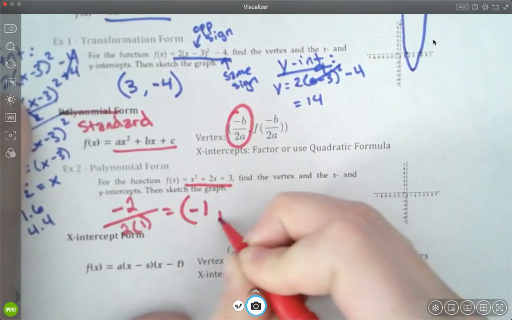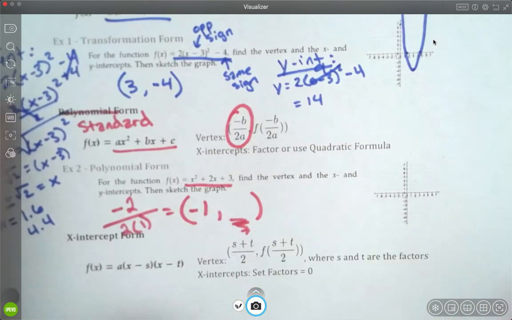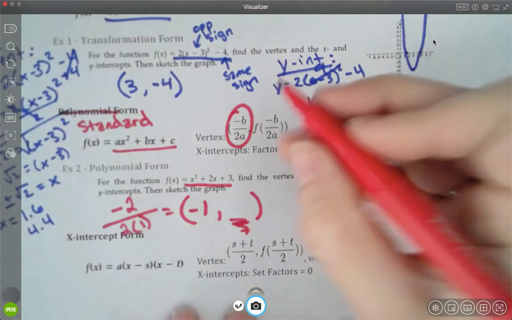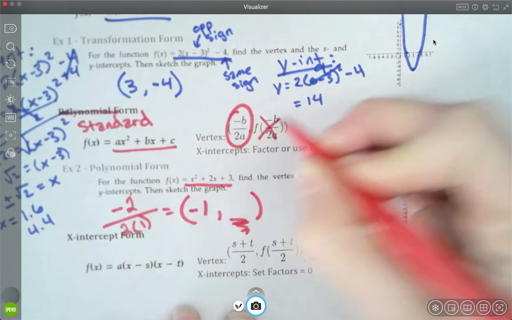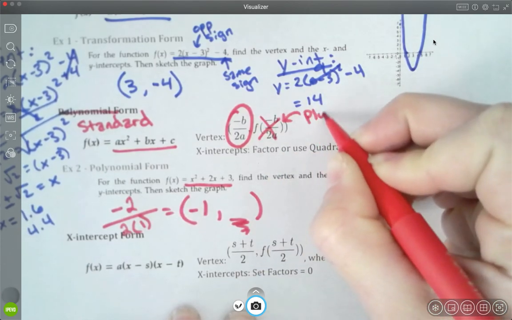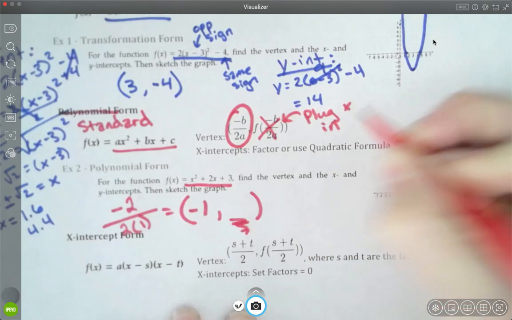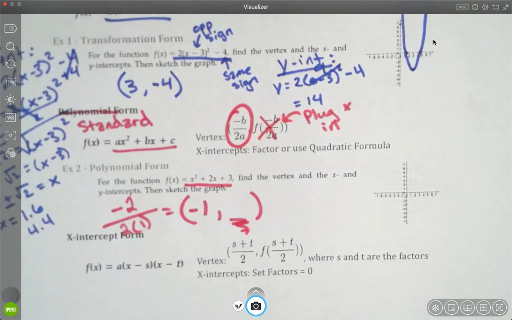Now, how do I find the y coordinate of the vertex? You plug that in for x. So it has f of negative b over 2a in the formula, but I just cross this out and say plug x in. Plug x in to find the y, right? So all you need to remember is negative b over 2a, and then you plug that in to find the y, right? Okay. So let's plug negative 1 in and we'll find y.